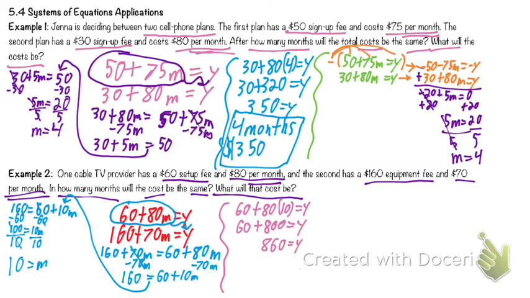So now we have to go back and answer our two questions. In how many months will the cost be the same? 10 months. What will that cost be? $860. So that means if you're using cable for less than 10 months, it'd be smarter for you to choose the top option. But if you're going to use more than 10 months, it's going to be cheaper to use the bottom option because you pay less per month. So after 10 months, it makes more sense to use the bottom one with the bigger upfront cost if you can afford it. Okay, that makes sense?